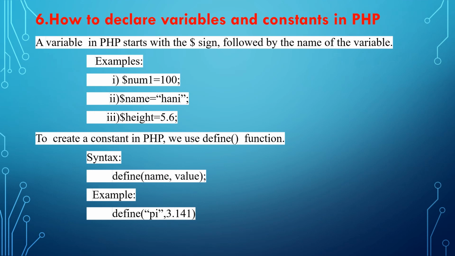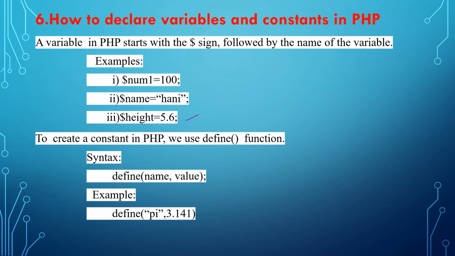All the variables in PHP start with dollar symbol followed by a variable name. For example, $num1 is a variable name. 100 is assigned to that variable. $name is a variable. Honey string is assigned to that variable. $height is a variable in PHP. 56 is assigned to that variable. 5.6 is assigned to that variable. So all the variables in PHP start with the dollar symbol followed by a variable name. If you want to assign any value, the assignment operator equal to is used.